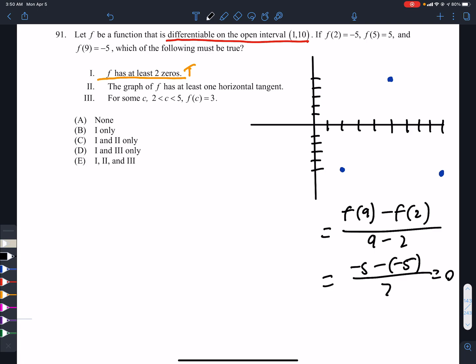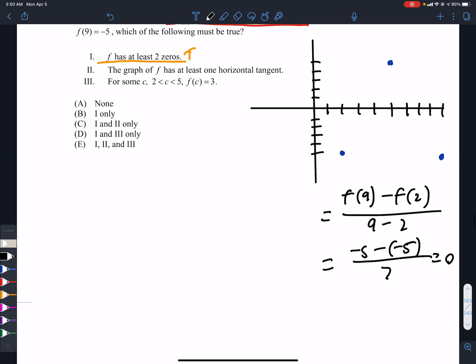And the mean value theorem says if you have continuity on the closed interval, differentiability on the open interval, then there must be a point, at least one point between 1 and 9 where the derivative equals the average rate of change. That's the mean value theorem. So the derivative must equal 0. That means it has at least one horizontal tangent line. So that statement must be true using the mean value theorem. The fact that the derivative must equal the slope between the endpoints if it's continuous on the closed interval and differentiable on the open interval.